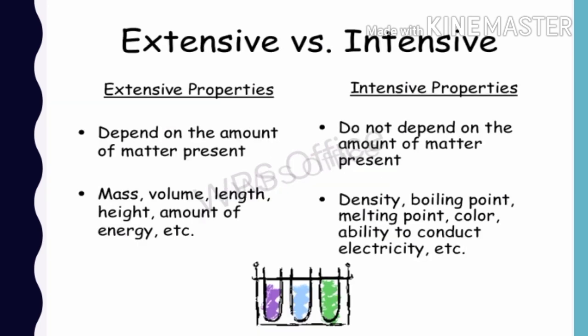So, extensive versus intensive. The extensive properties depend on the amount of matter present, such as the mass, volume, length, height, amount of energy, and so on. The intensive properties do not depend on the amount of matter present. For example, the density, boiling point, melting point, color, ability to conduct electricity, and so on.